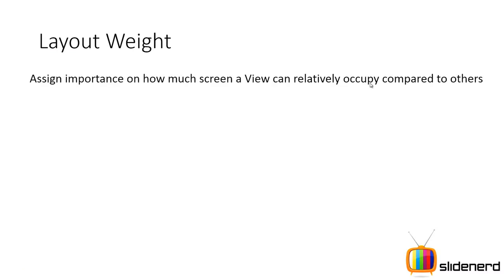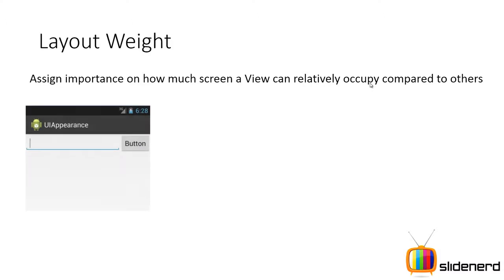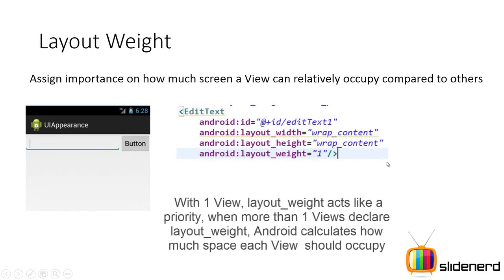So here we are going to use something called layout weight. Now layout weight is a way of assigning importance to a view as to how much space it can take compared to the others. It's like a priority, you can say, but not exactly a priority. If you see now, the user interface looks like this on the mobile phone. The edit text is big, the button is small. What I have done is I have assigned something called layout weight. Now remember, the button has a width of wrap content.